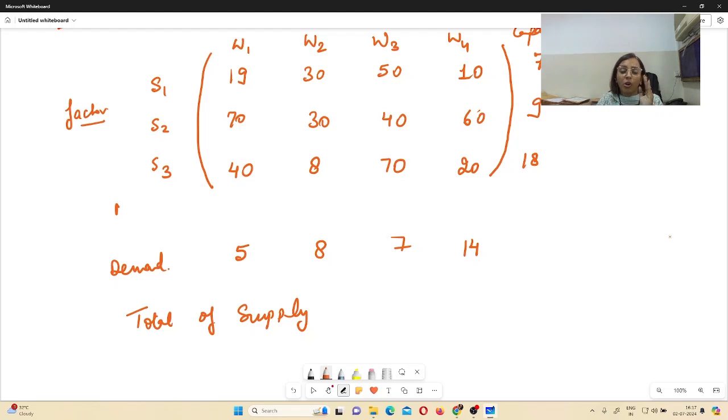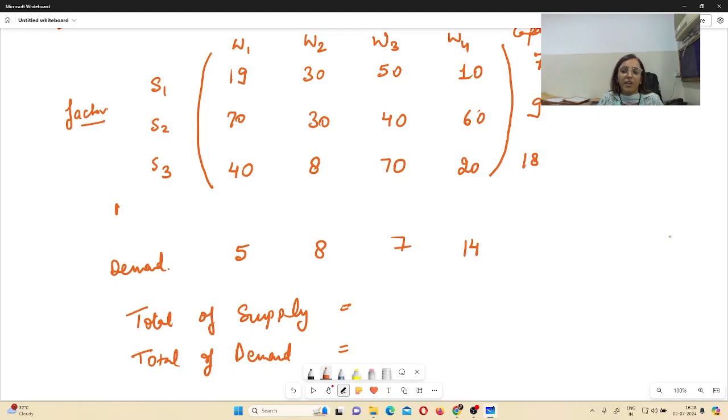What happens if you are not checking the total demand and supply? Suppose you initially started off without adding the values, and after that you came to know the question is unbalanced, then all your answers will be tampered, right? So adding all the supply values, that is 7 plus 9 plus 18, that will be equal to 34. And the same with the demand, adding all the values, that is 5 plus 8 plus 7 plus 14, also 34. This indicates that demand and supply are equal.